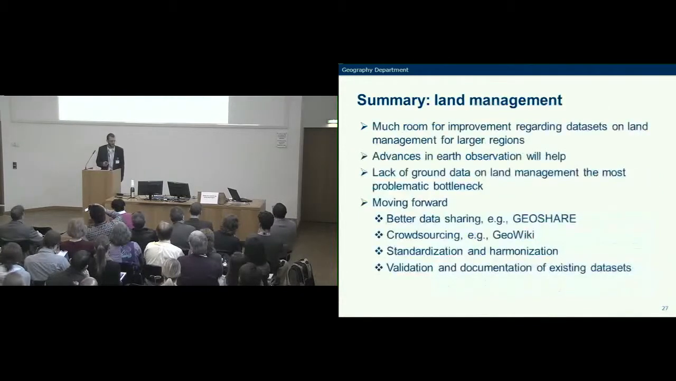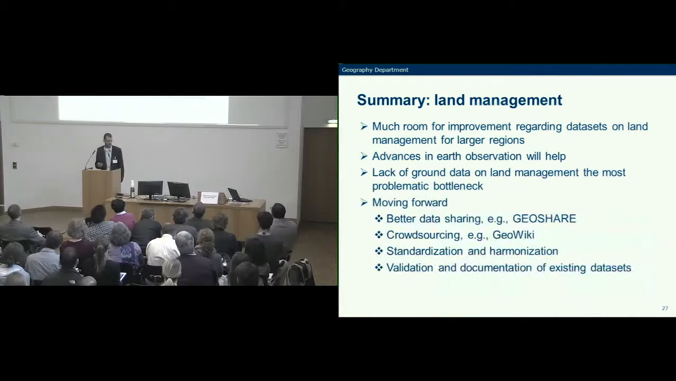So summary around that part, there's still a lot of room for improvement regarding data sets on land management. And the advances on the remote sensing side that I have been talking about will really make a difference here, hopefully, as well in the next coming years. But the biggest challenge and the biggest lag we are facing here is ground data on land management, homogenizing and standardizing data, and especially data access here as well.